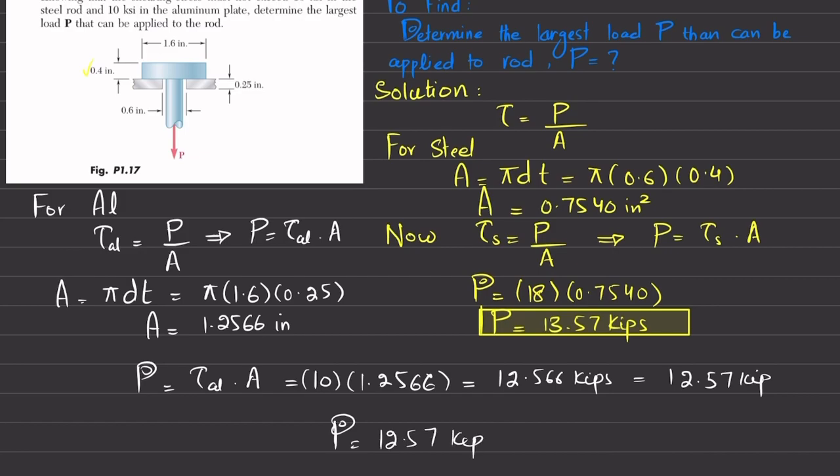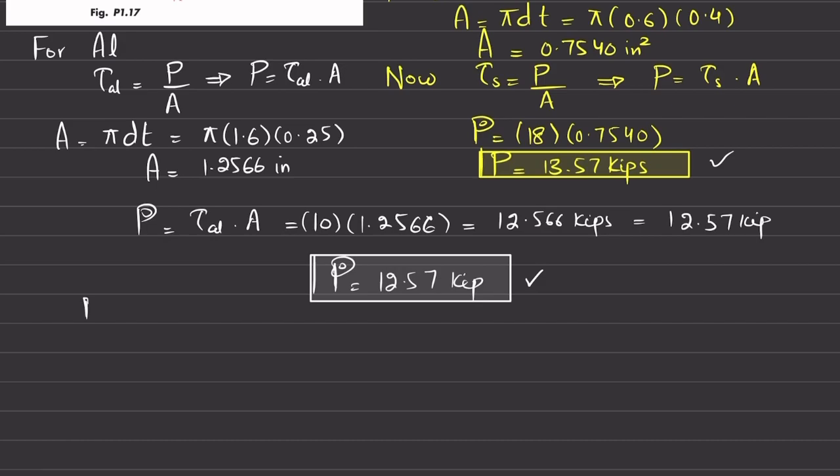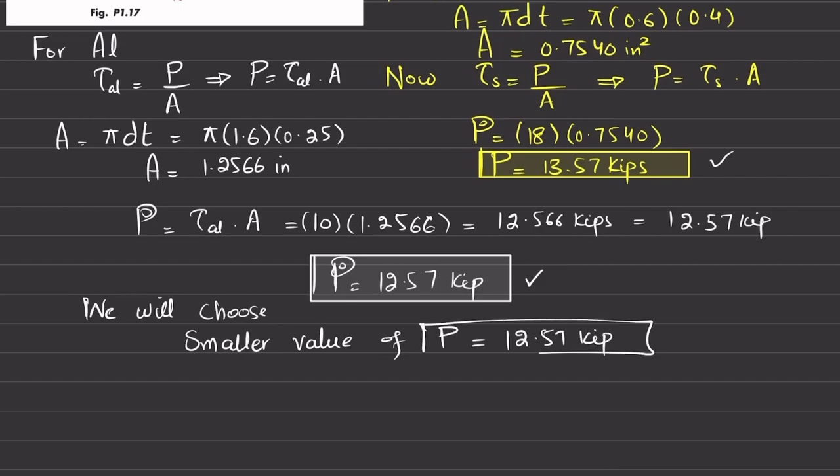Now you can see you have two loads. Either you can apply this load or this load. So we will always choose the smaller one. We will choose the smaller value of P. Why? I will show you in a while. So P is equal to 12.57 kips, which is the answer.